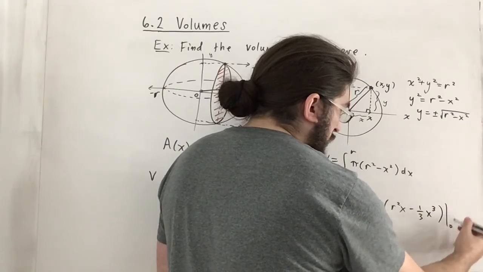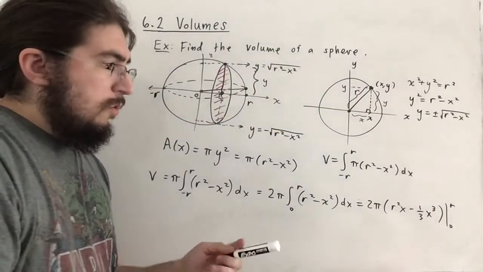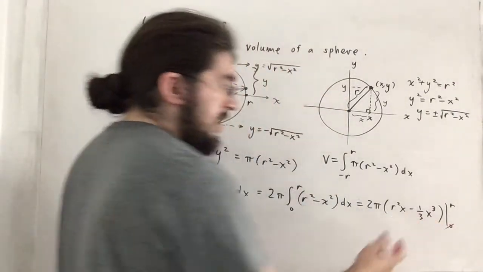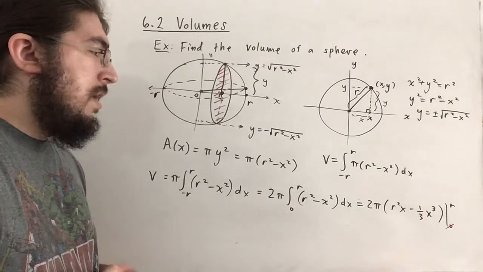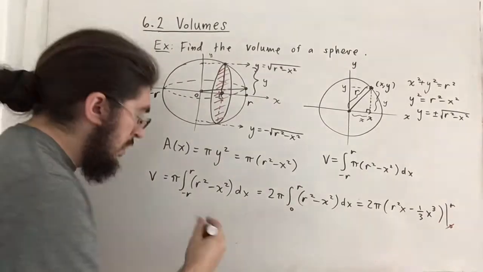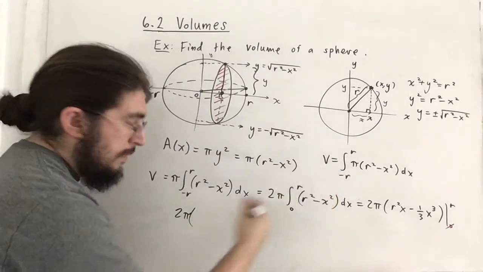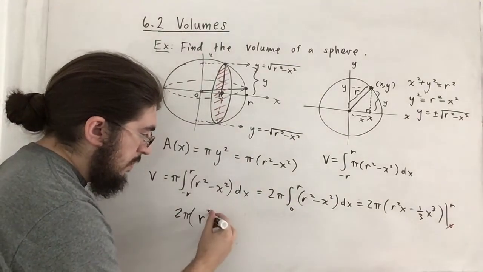And now evaluate this whole thing between 0 and r. Now, when you plug in 0, it's of course 0. And you can see that because everything here that involves x is just a power of x. When you plug 0 into that power, you just get 0 for each term. When you plug in r, here's what happens. We have 2 pi outside of r squared times r will be r cubed. R cubed. There we go.